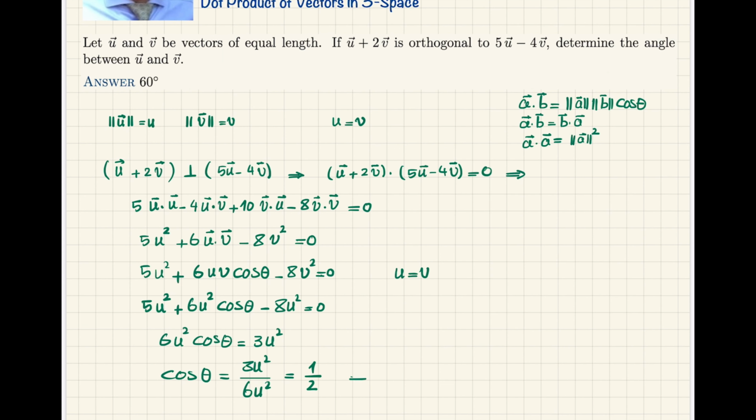And then you know that the angle between two vectors is supposed to be an angle between 0 degrees up to 180 degrees by definition, if they are drawn from the same point. So the only angle with that property, whose cosine is 1 over 2, is 60 degrees, and that is our answer.